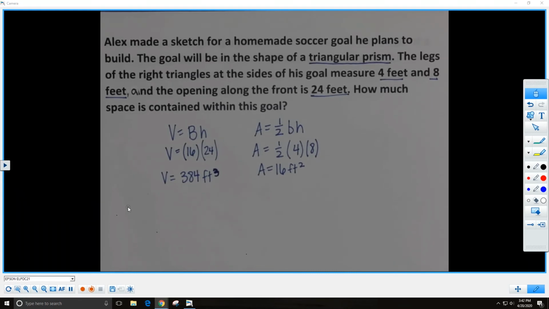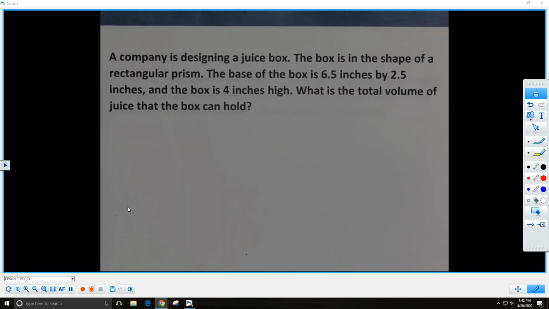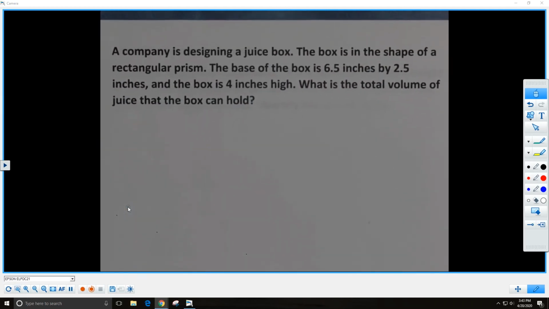All right, guys. So here is another problem for us to try. A company is designing a juice box. The box is in the shape of a rectangular prism. The base of the box is 6.5 inches by 2.5 inches, and the box is 4 inches high. What is the total volume of juice that the box can hold?